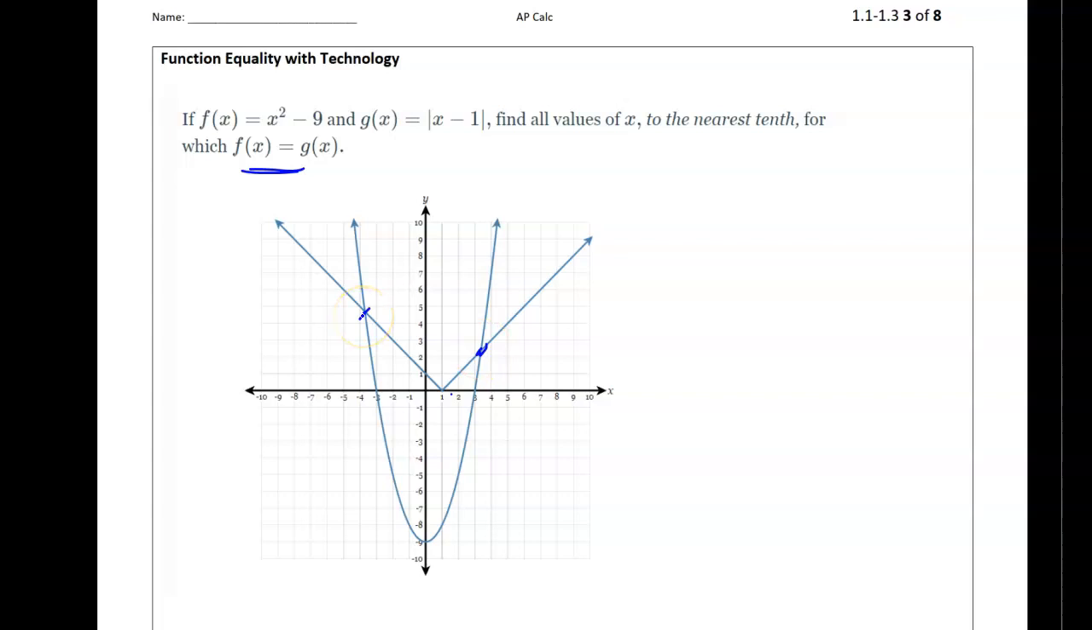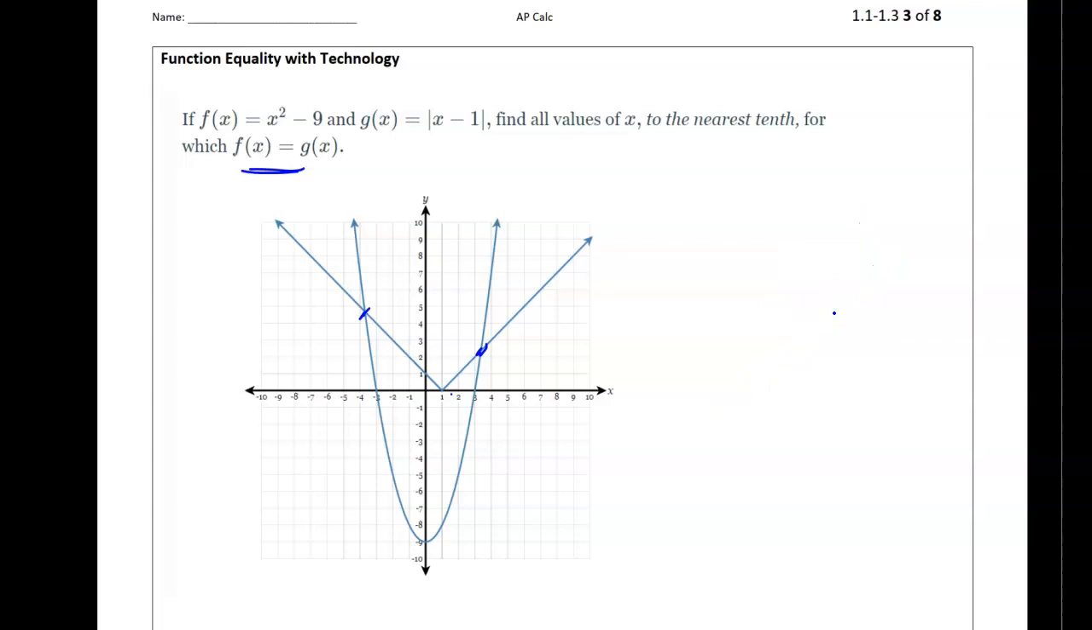So the graph is given. I know I'm going to have to look for 2 values because there are 2 intersections. And that won't always be the case. Like if I had a parabola with just a tangent line like that, that would only have 1 solution. But in this case, we're going to have 2, so we're going to do the whole process twice.